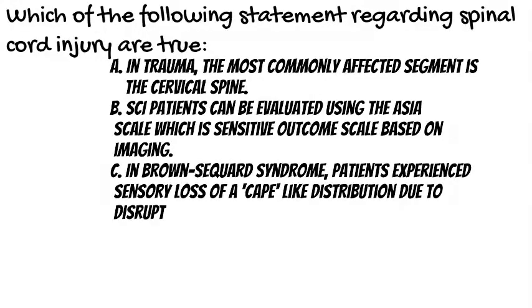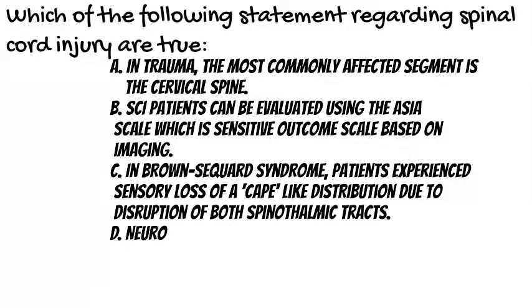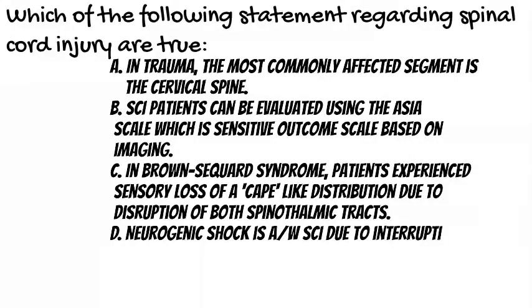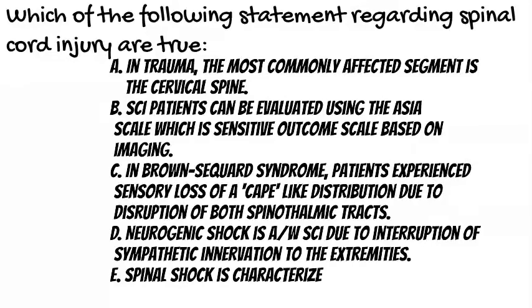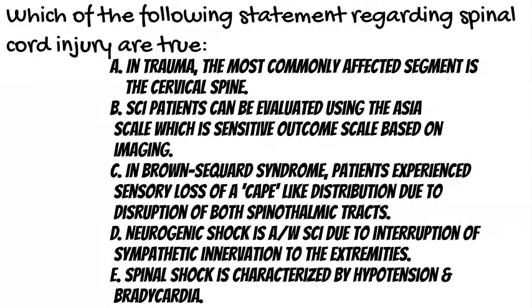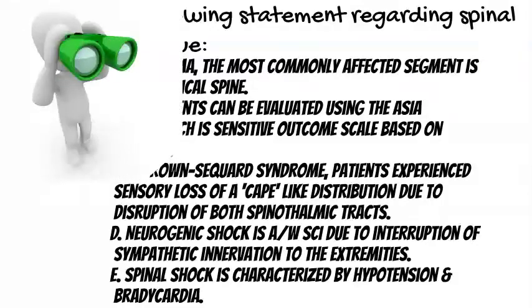C. In Brown-Sequard syndrome, patient experience sensory loss of acute light distribution due to disruption of the both spinothalamic tract. D. Neurogenic shock is associated with spinal cord injury due to interruption of the sympathetic innervation to the extremities. E. Spinal shock is characterized by hypotension and bradycardia.